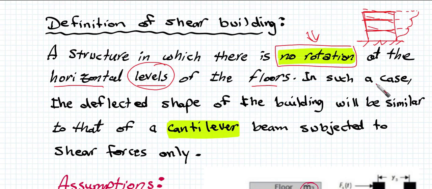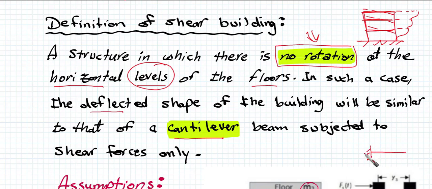In such a case, because there is no rotation, what is the consequence of this? The deflected shape of the building will be similar to that of a cantilever beam subjected to shear forces only.